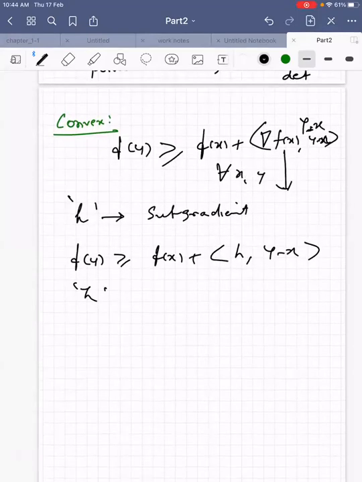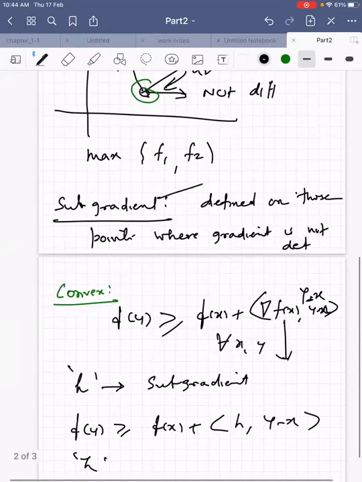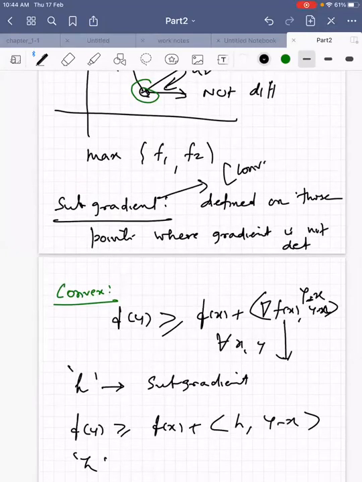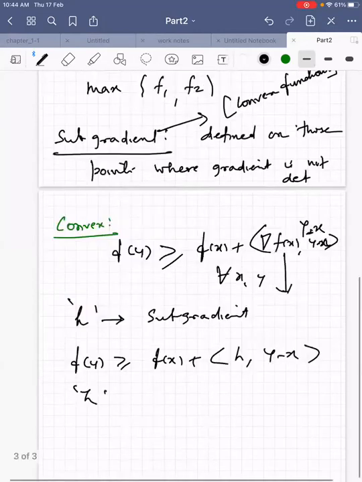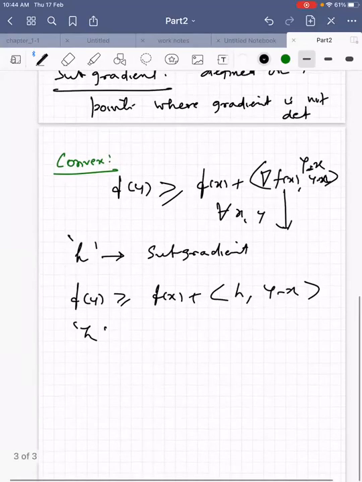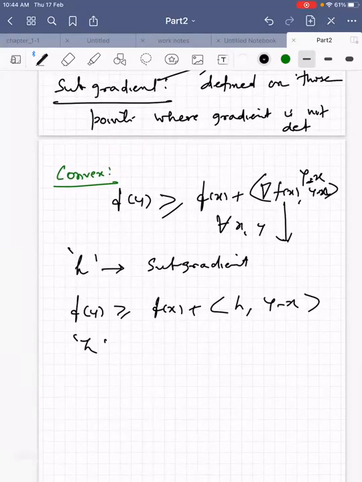Can you give me one example of a simple non-differentiable function? 1 by x. By the way, just to be clear, this subgradient is only defined right now for convex functions, and not for non-convex functions. The gradient is not determined at those points; the subgradient is defined on those points.